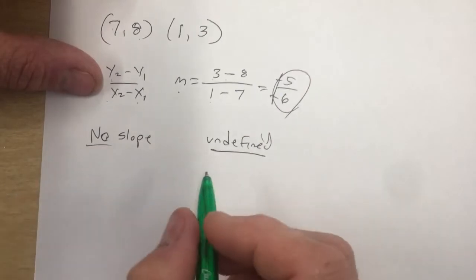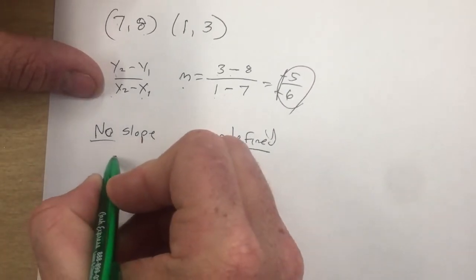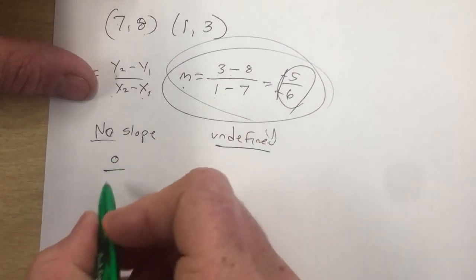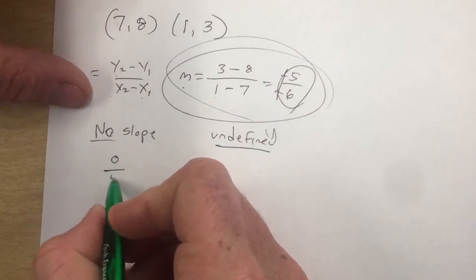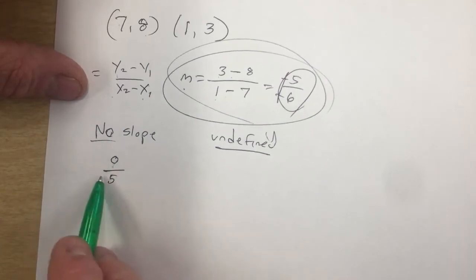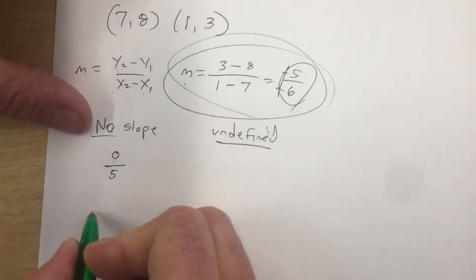No slope and undefined slope. No slope is when we find the slope and get 0 over some number, 0 on top, like 5, which means this has no rise. It has no rise, it just has run, which means like this right here.